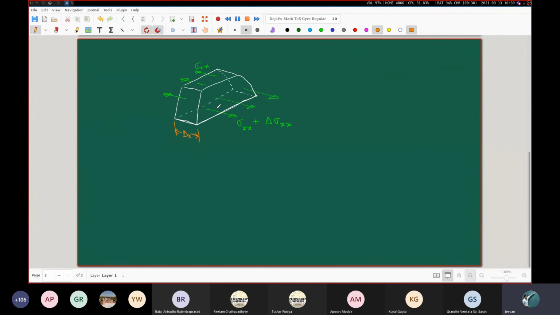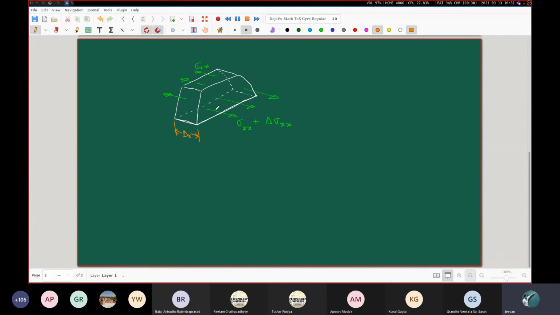Now you see, along the positive x direction, I have a force associated with sigma xx plus delta sigma xx. And on the back surface, I have a force associated with sigma xx. The area of this front surface is equal to the area of this back surface because we are considering a prismatic beam. A prismatic beam is a beam which has a uniform cross section all along its longitudinal axis. So this is such a beam. There is no difference in the area of the front surface and the area of the back surface. Area is the same. Stresses are different on the front surface and the back surface.